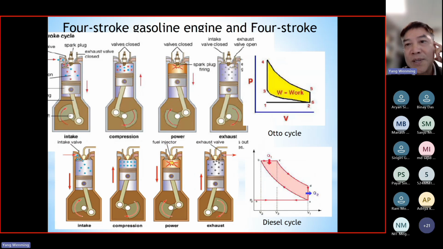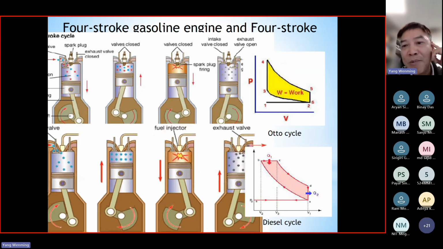And also here we show you the previous diagram for the Otto cycle and diesel cycle. So if we compare the heat addition process or combustion process, for gas engines, the combustion process is more like a constant volume process from point 3 to point 4. Then for the diesel cycle, the combustion process occurs from point B to point C. So this process is more like a constant pressure process. Of course, this is theoretical, okay?